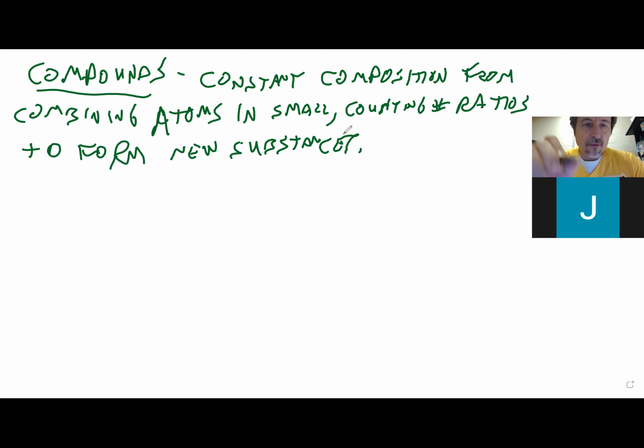Okay, so a chemical compound has a constant composition and it's from combining atoms in small counting number ratios to form new substances. And that's the key, new substances, small counting number ratios. It's never going to be like carbon, 300,000 hydrogens, right? It's always going to be like carbon, 4 hydrogens, 2 carbons, 4 oxygens, that kind of thing, for the most part. I mean, we can get great big molecules, DNA, things like this, but for the most part in this class anyway, we're going to be dealing with much smaller compounds.